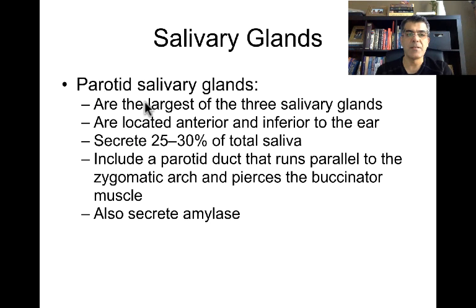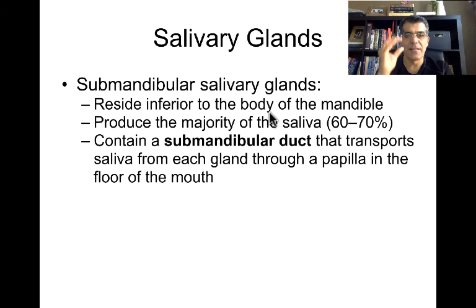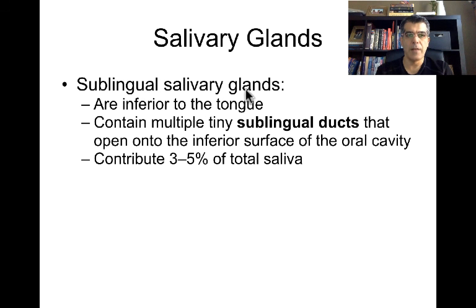Parotid gland is the largest salivary gland that we have. Although it is the largest salivary gland, it only produces almost 1/4 of the total saliva that we have. 1/4 to 1/3. Submandibular salivary gland is going to create almost 2/3 of the saliva that we produce. And finally, sublingual salivary gland creates only around 3 to 5% of the total saliva.